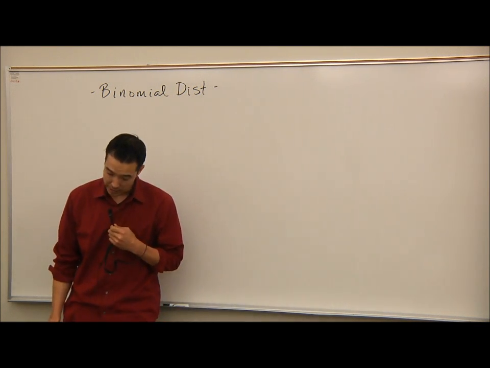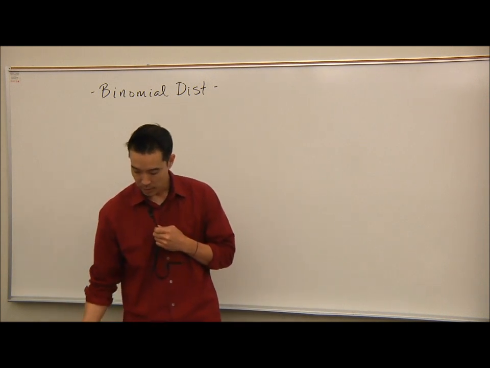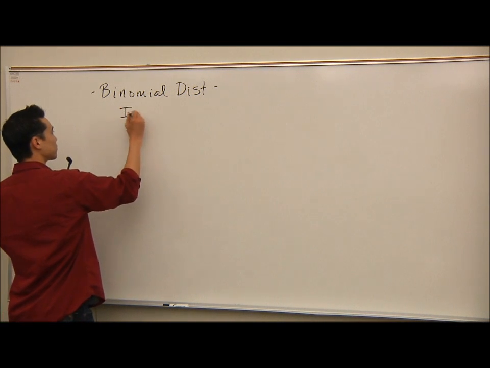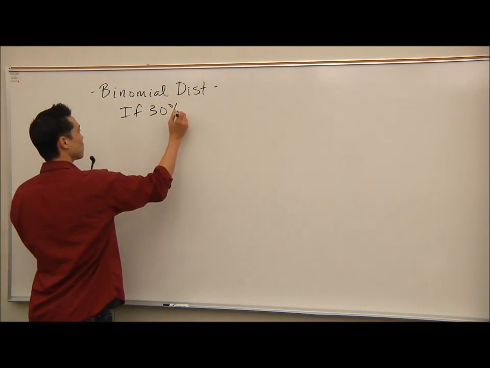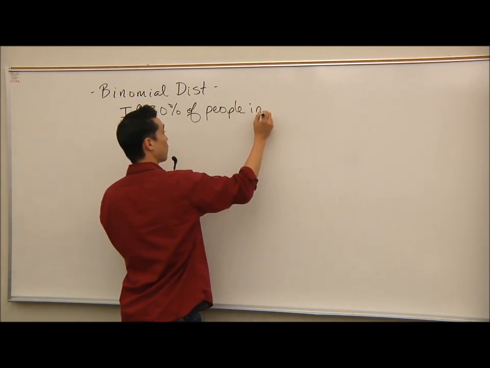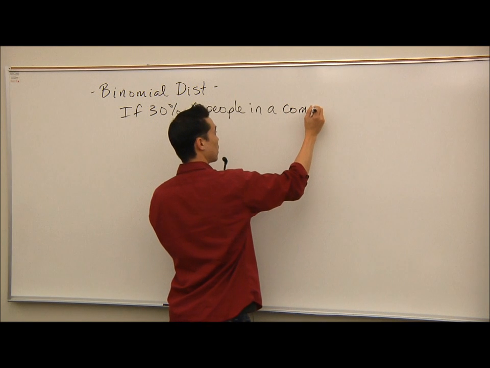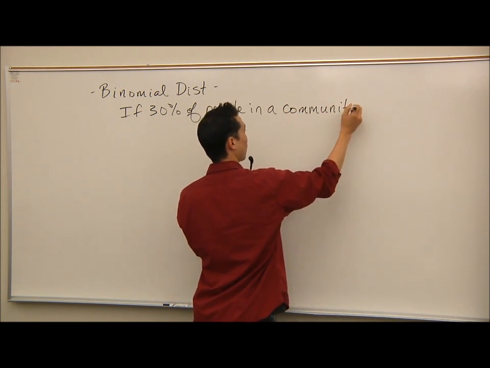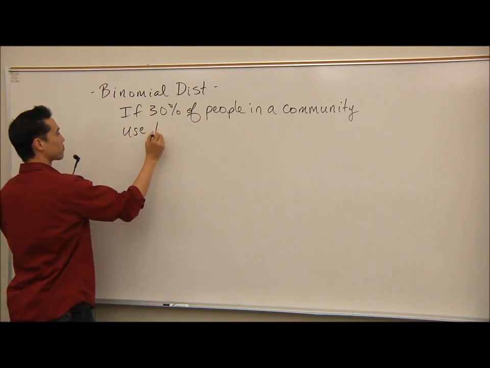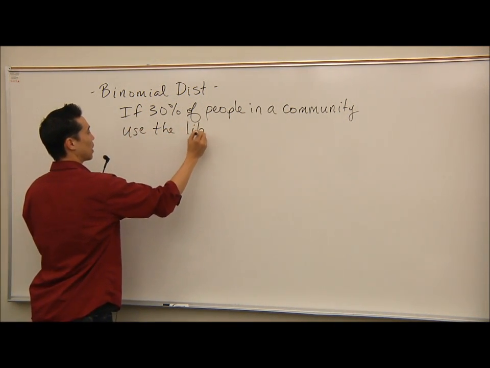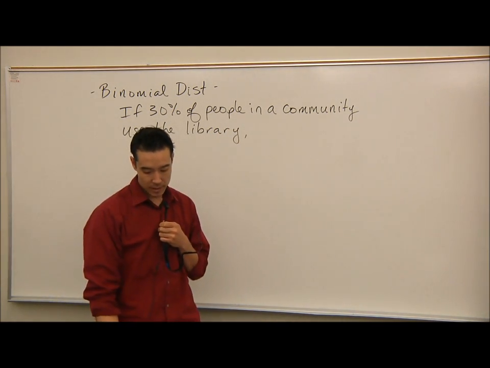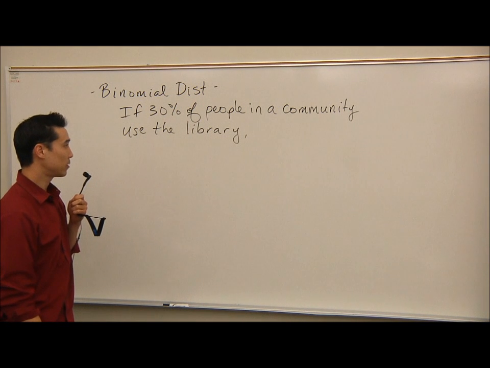So, here we go. If 30% of the people in the community use the library. Find these probabilities for a random sample of 15 people.